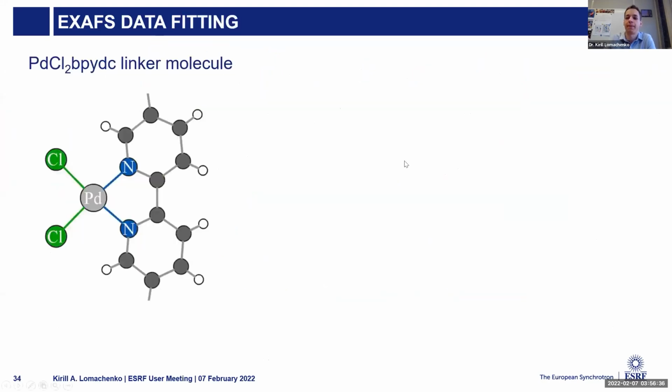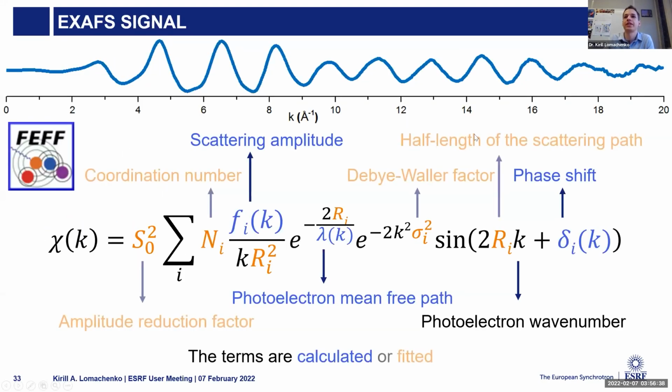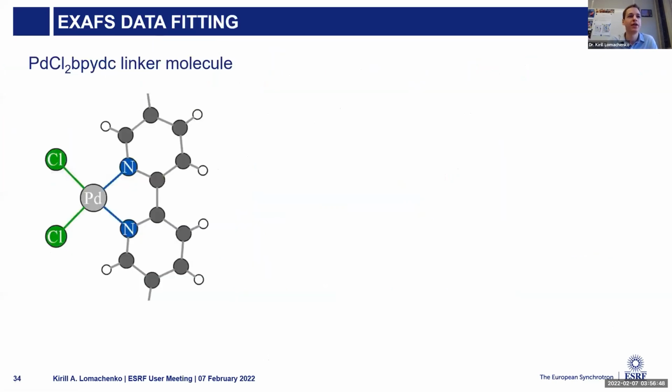So the atomic distances, the Debye-Waller factors that are a measure of disorder, and coordination numbers. To illustrate how it works, let's have a look at this molecule of piperidine, functionalized with palladium, coordinated also with some chlorine atoms.